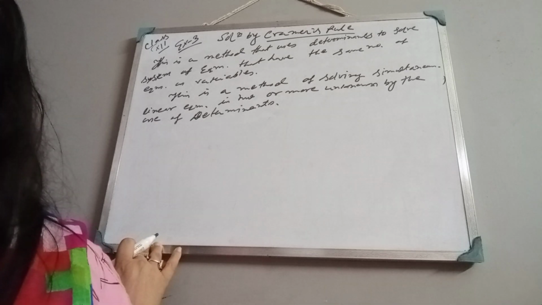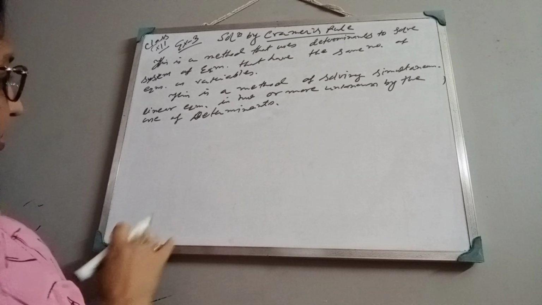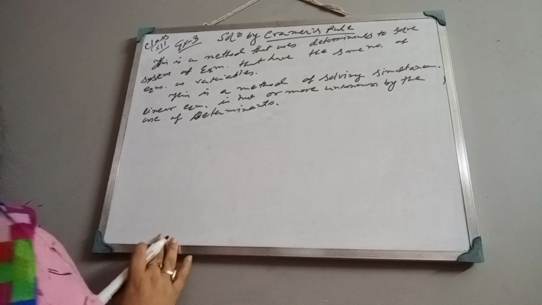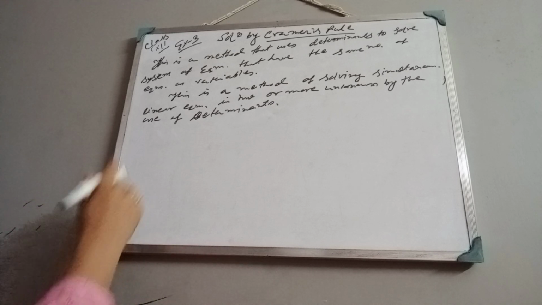Now, the technique of obtaining the values of three unknowns from the three simultaneous linear equations containing the unknowns by Cramer's rule has been described below. This is actually written in your book, so I'm not going to write this. Now, let me write the equations first.